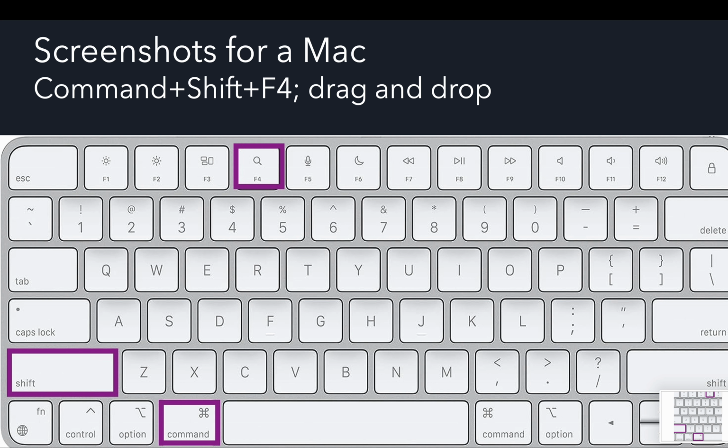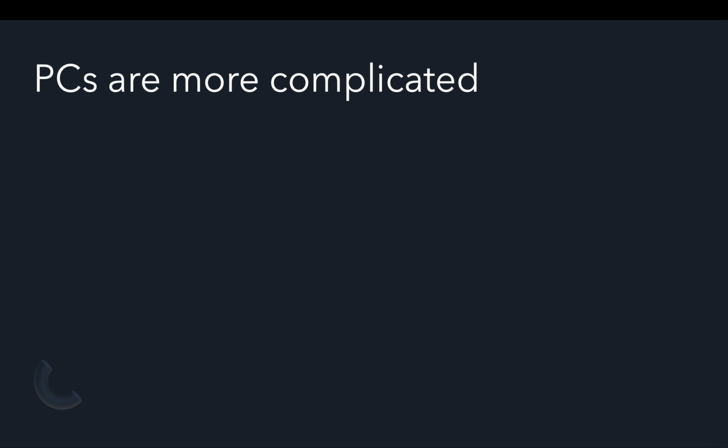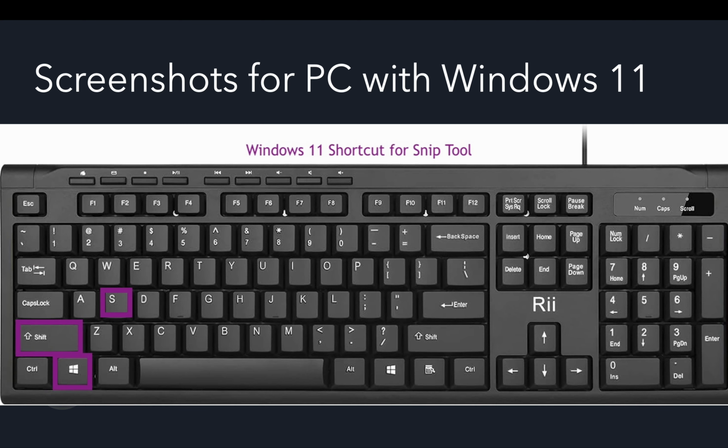So let me show you about PCs. Now, PCs are more complicated. So while PCs are a lot easier for the right click, Macs are a lot easier for the screenshot. So PCs, there's a couple ways that we do this. Now, first of all, if you have a PC with Windows 11, which is a newer operating system, this has become easier, but this is fairly new as I'm making this video. And if you have something before Windows 10, it's not easy.